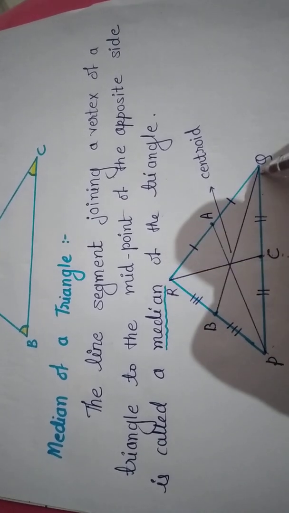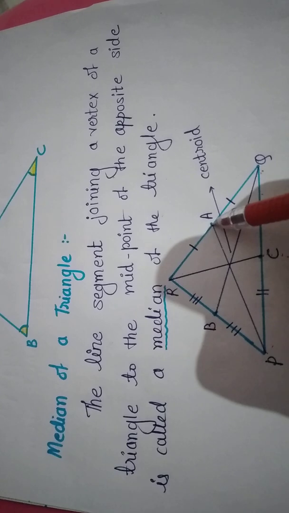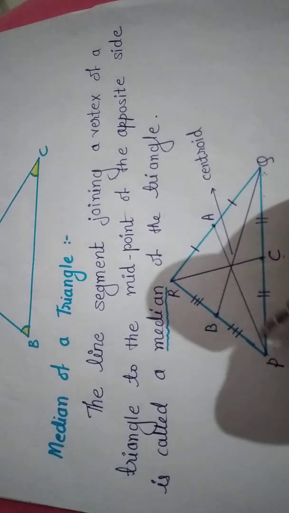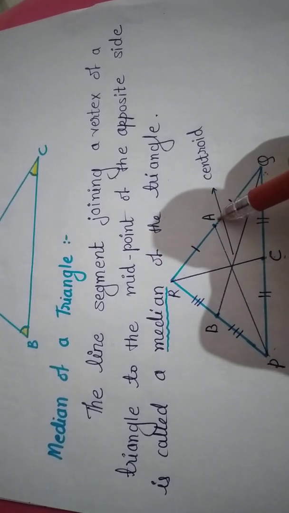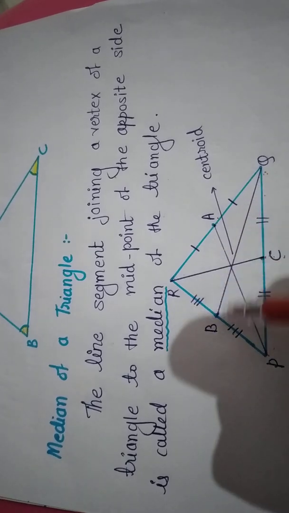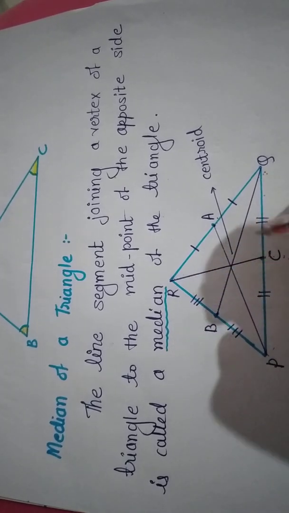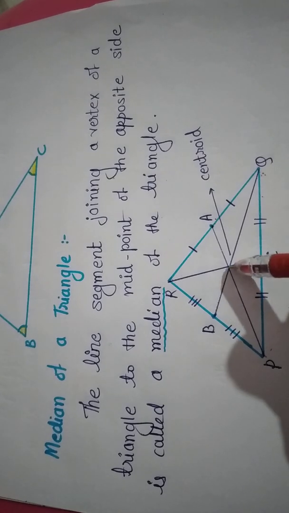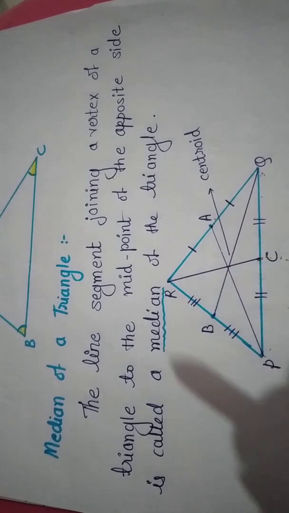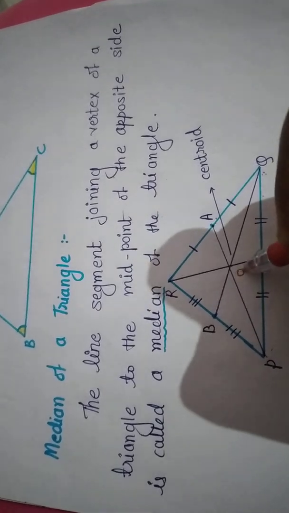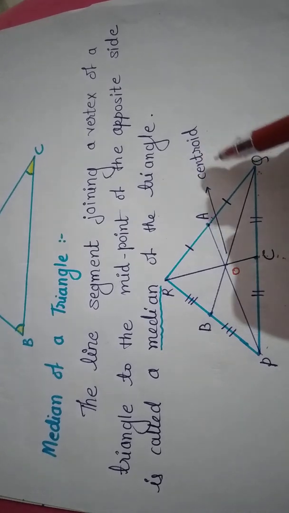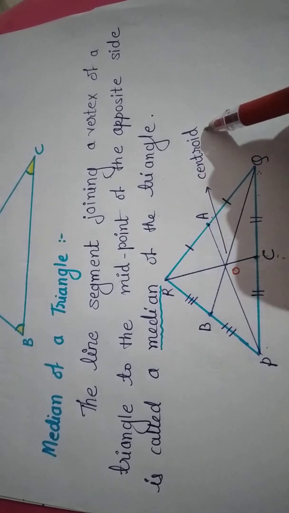Similarly, if we take the midpoint A of line segment RQ and join it with P, then PA will also be a median of this triangle. Similarly, QB or BQ will also be a median of this triangle. So a triangle has 3 medians, and these 3 medians meet each other at a common point. If we denote this point as O, then O is called the centroid of the triangle.